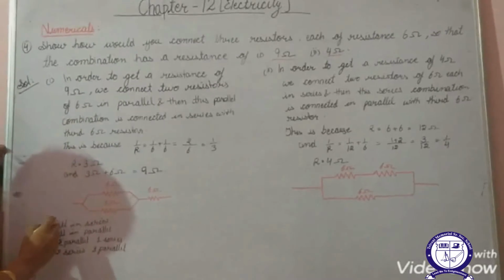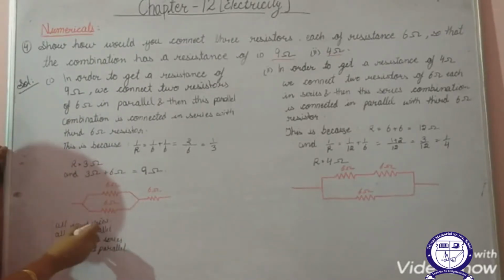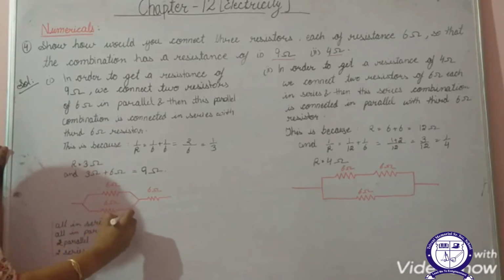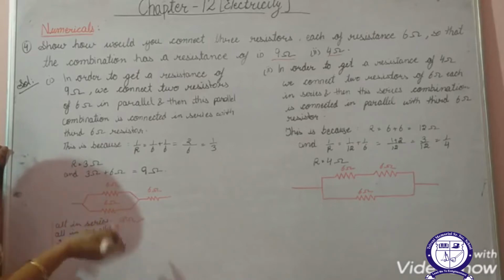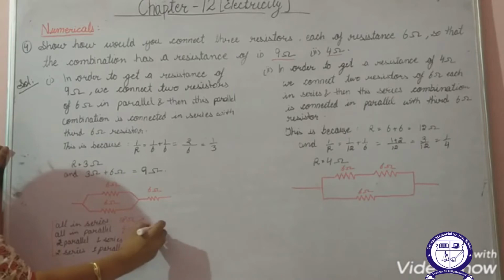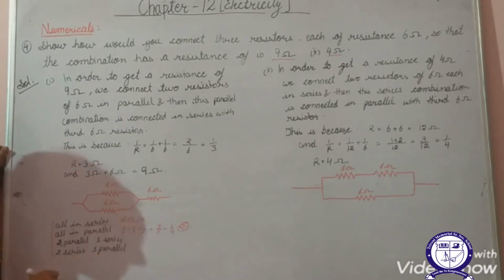So using these three resistors, we can have four possible combinations: all in series, all in parallel, two in parallel with one in series, or two in series with one in parallel. One by one we'll try. If three resistors are there and you connect all of them in series, it will be 18 ohm, which is not required. If you connect all of them in parallel, that is 1 by 6 plus 1 by 6 plus 1 by 6, that is 1 by 2. So your resistance will be 2 ohm in this case. That is also not required.